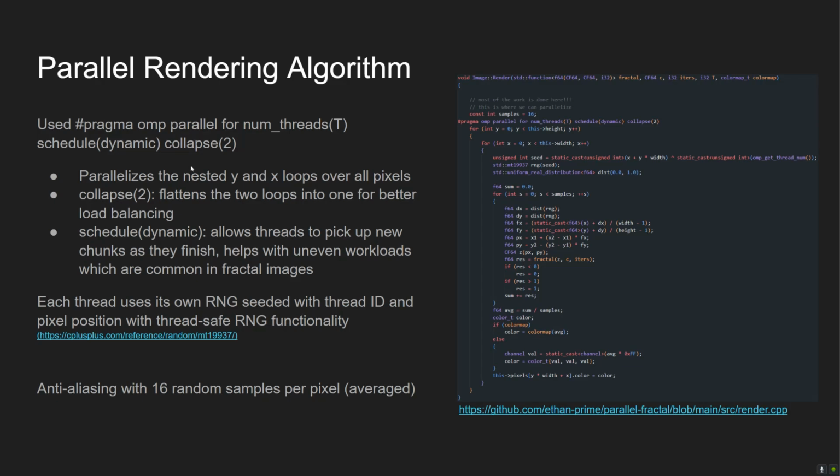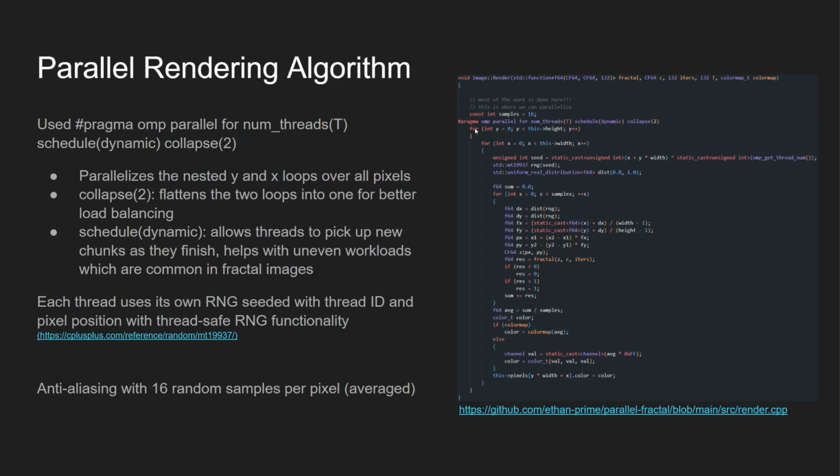So if we actually look at the parallel rendering algorithm, it's pretty simple. It's very like our sequential algorithm. The only difference we have is instead of doing all the work pixel by pixel, we are parallelizing it. So we have up to T threads working at once, all on different pixels. So we can kind of see here.